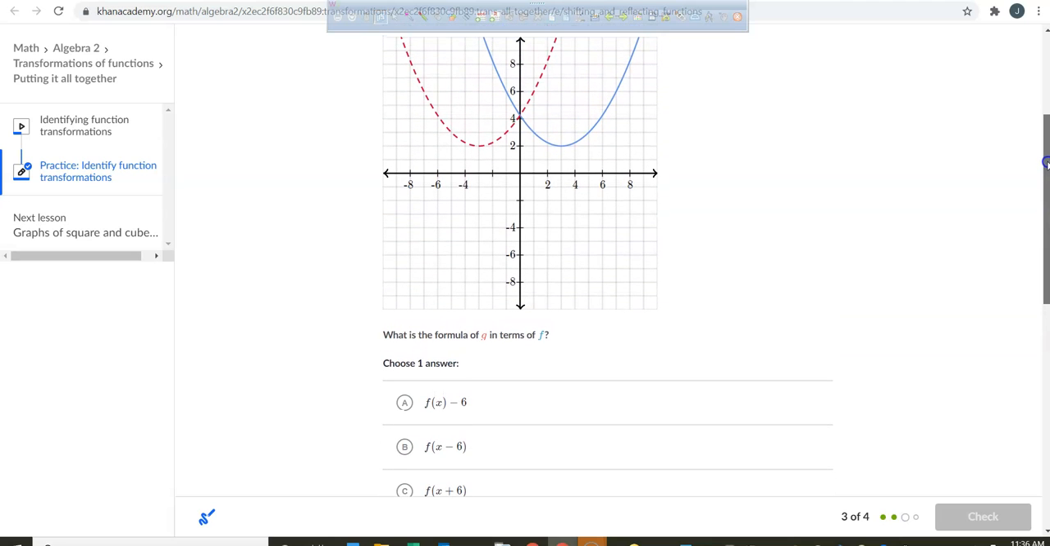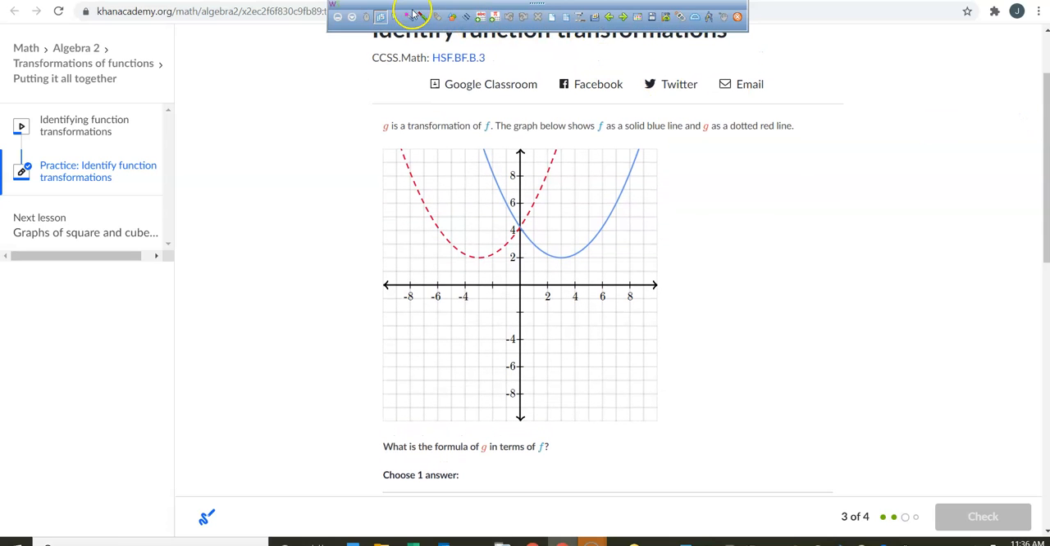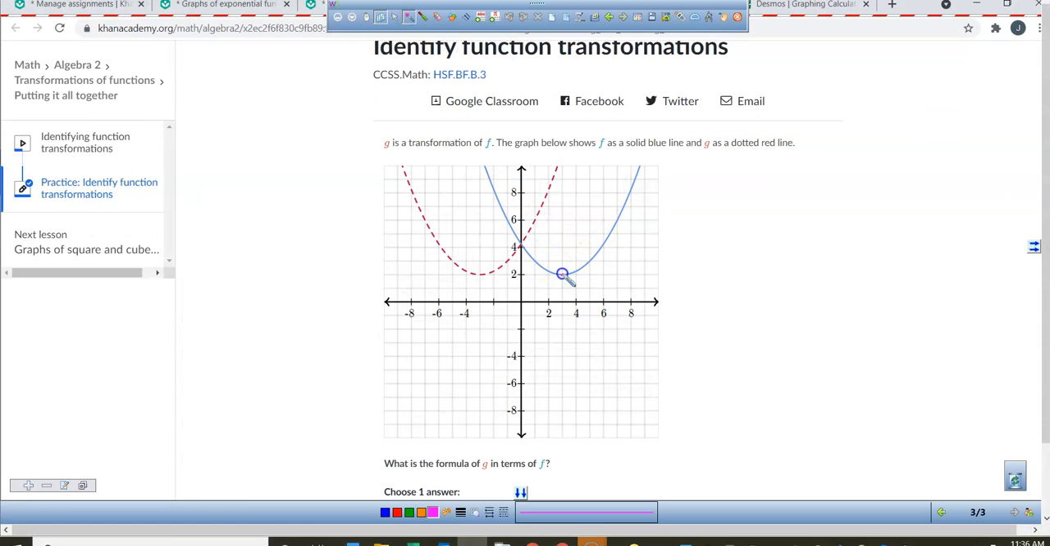Now we got a couple of easy ones. This one won't take long at all. What's that point right there? Got a 3 and a 2. Then it's right there. What's that ordered pair? Negative 3 and a 2. Right? What happened to our graph? How would you guys describe that?